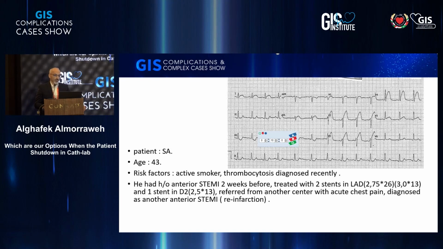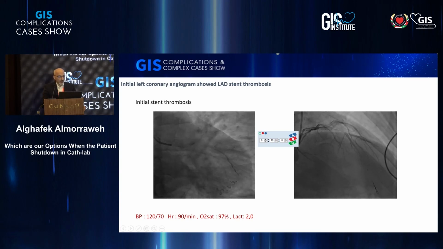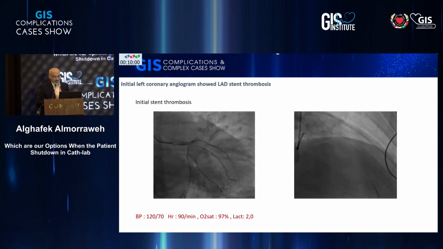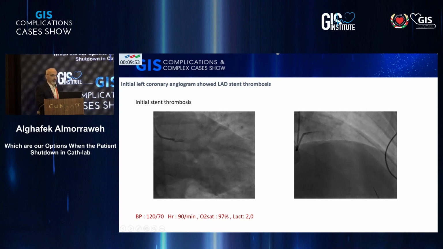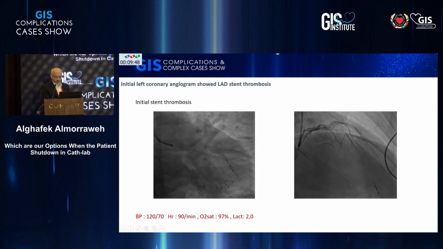Then he had another chest pain and showed up in the referral hospital with acute chest pain, and this is his ECG. ECG shows reinfarction. Anyway, this is the initial angiogram. The patient at that time was stable. Blood pressure is fine, lactate is fine, heart rate is fine, oxygen saturation is fine. So there is acute stent thrombosis in the middle of the LAD. And this is the result of the wire. After the wiring, you see there is a thrombus inside.